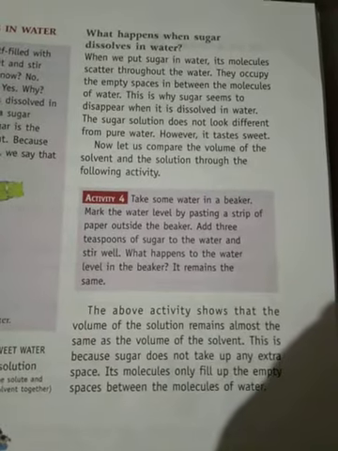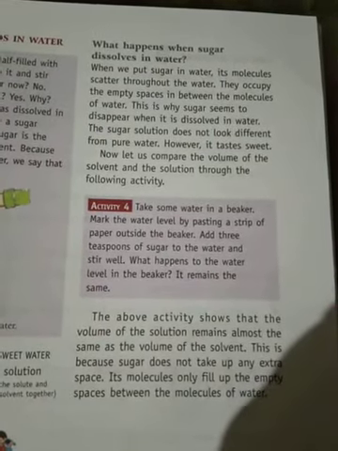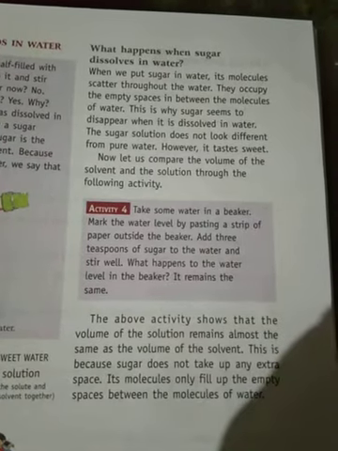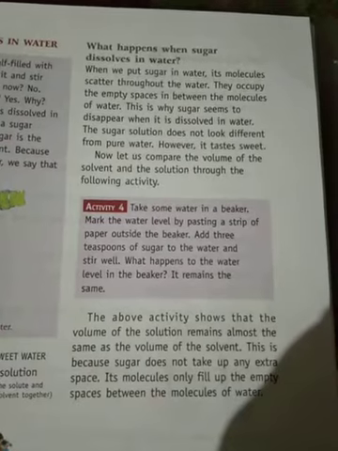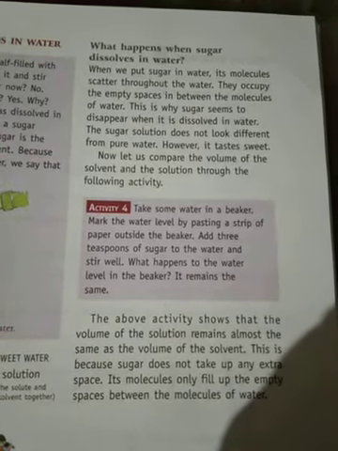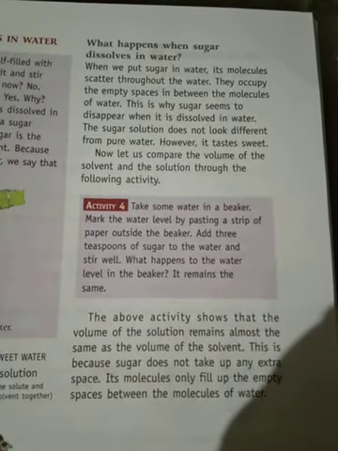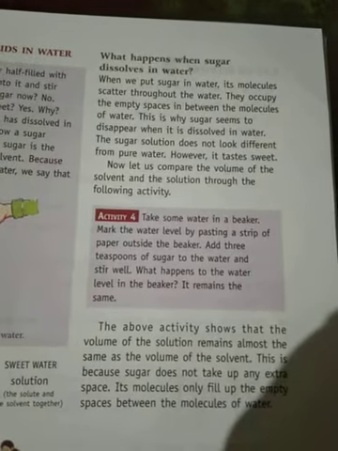Take some water in a beaker. Mark the water level by pasting a strip of paper outside the beaker. Add 3 teaspoons of sugar to the water and stir well. What happens to the water level in the beaker? It remains the same.